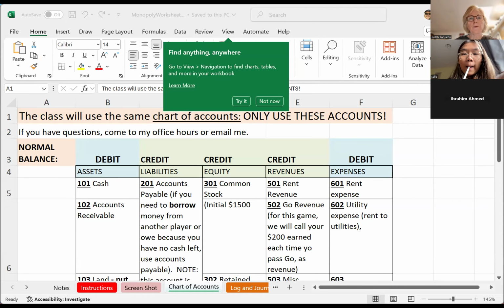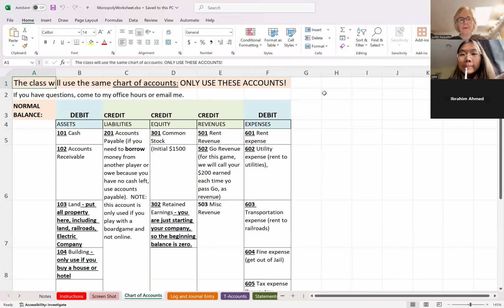Yes, I can. Okay. So on-campus students, you got a chart of accounts that was on a Word document, but my online students, when they play Monopoly, they get a chart of accounts in Excel and they do their whole Monopoly in Excel. But it doesn't matter. You can see debit, credit, credit, credit, debit. And you see this accounting equation: assets equals liabilities plus stockholders' equity plus revenue minus expense.